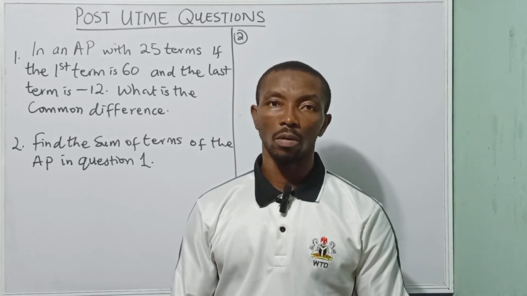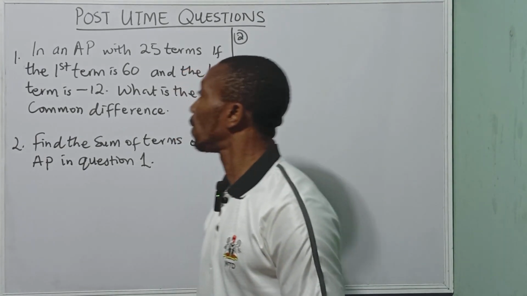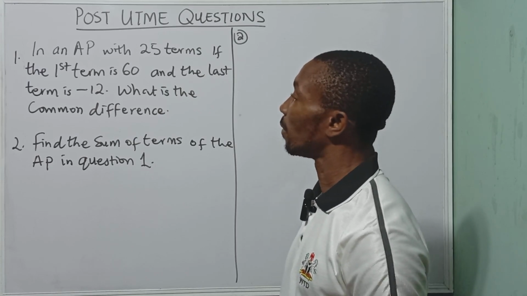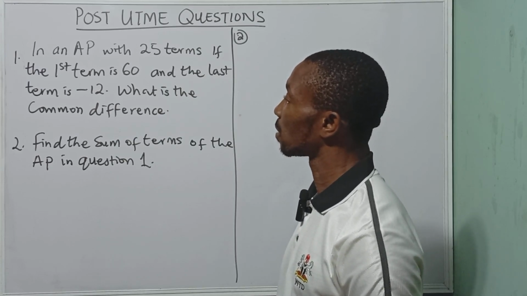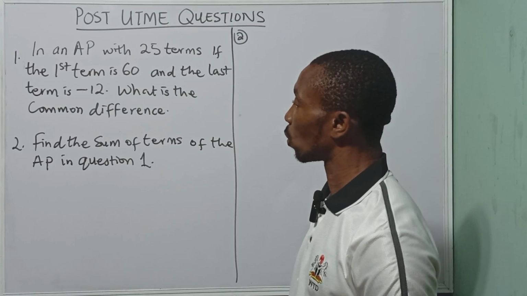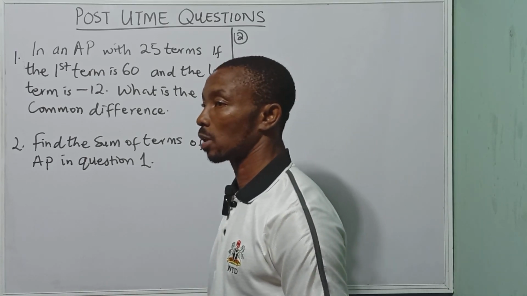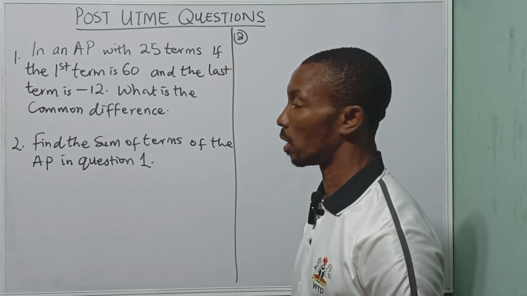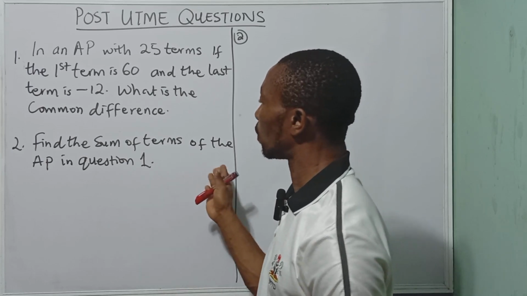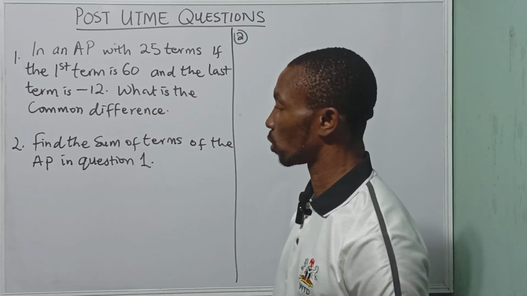Alright, now our first question says, in an arithmetic progression with 25 terms, if the first term is 60 and the last term is minus 12, what is the common difference? And the next question says, find the sum of the terms of the AP in our first question.